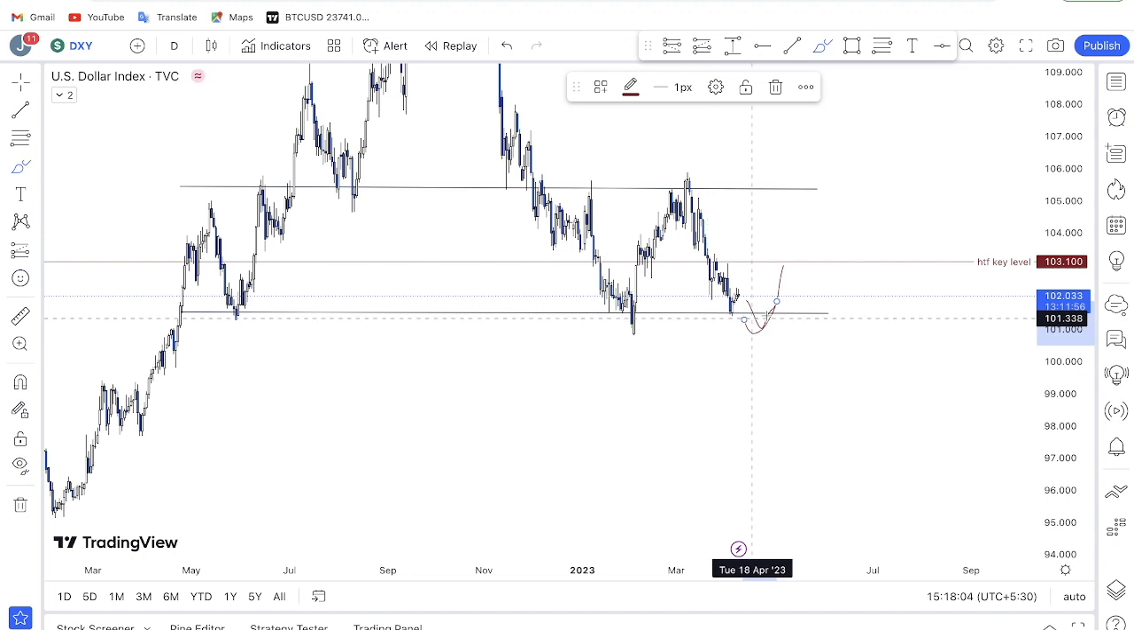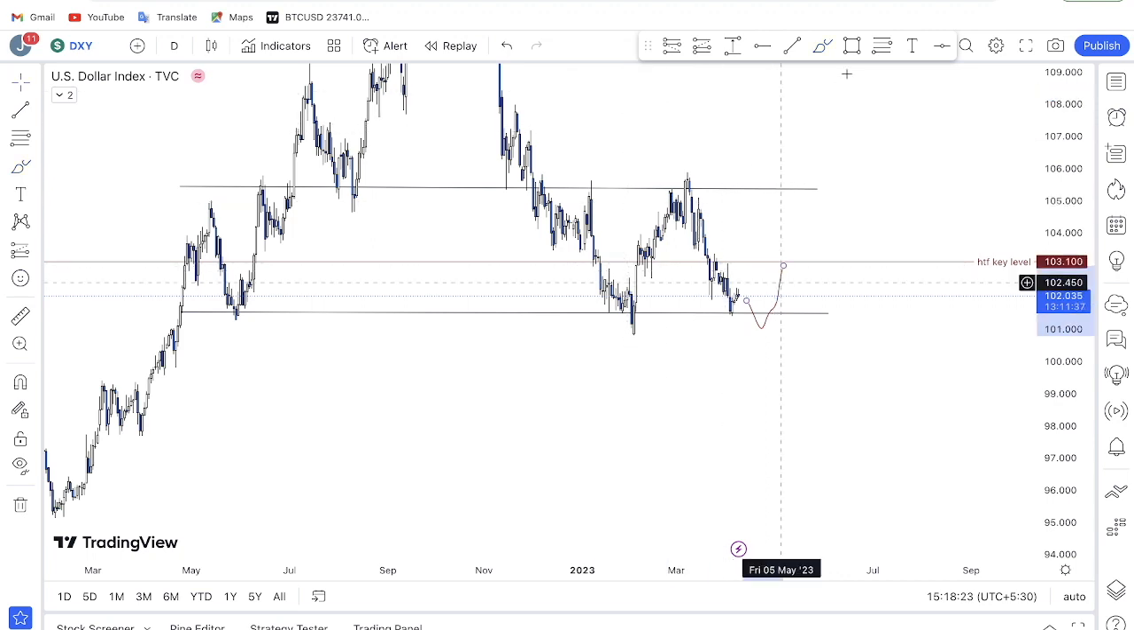So price is still expecting to go to the upside. Once this is a deviation and it gets back into this range, I'll take a long, or rather a short on most of the DXY pairs or the USD pairs. So it's as simple as that.